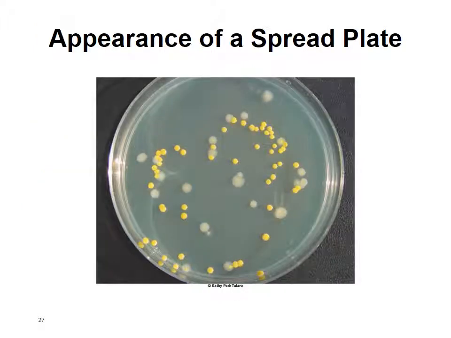Here we have an excellent example of a spread plate, a successful spread plate. Many of the colonies are well isolated from each other, so colonies can be easily counted for the purpose of enumeration of cells in the original culture. We can also very easily distinguish the different species of bacteria growing on this plate.